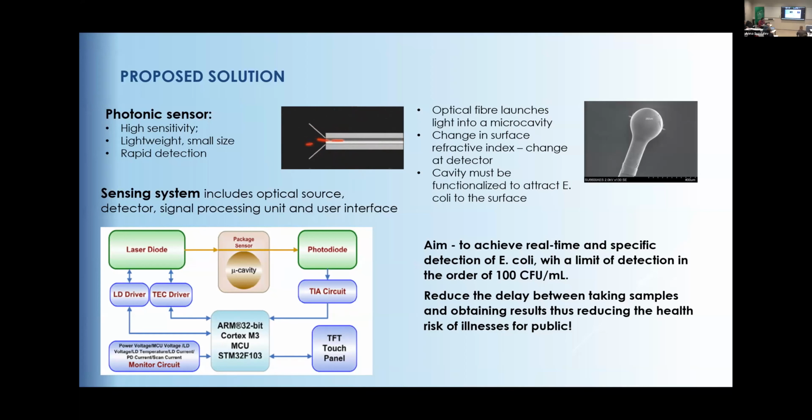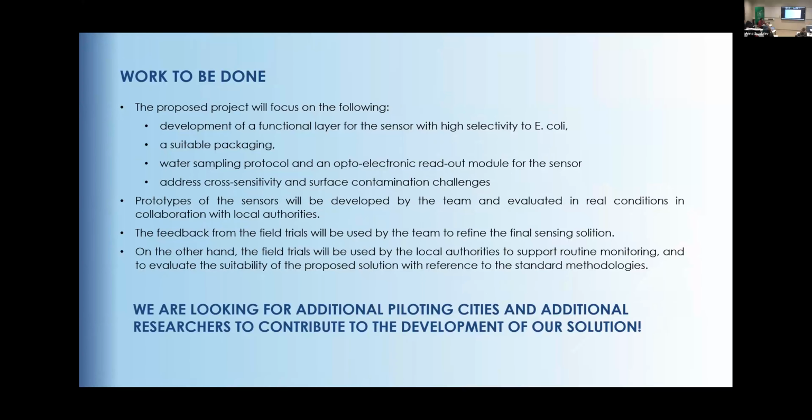So we aim to achieve real-time and specific detection of E. coli with a very low limit of detection of 100 CFU, colony forming units per milliliter. This would allow us to reduce the delay between taking the sample and obtaining results, thus reducing the health risk of illness for the public. So there's some work to be done, and the pilot would focus first on the development of the functional layer for the sensor with high selectivity to E. coli. We would need to engage with chemists on this and to develop a suitable packaging, water sampling protocol, and an optoelectronic readout module for the sensor.